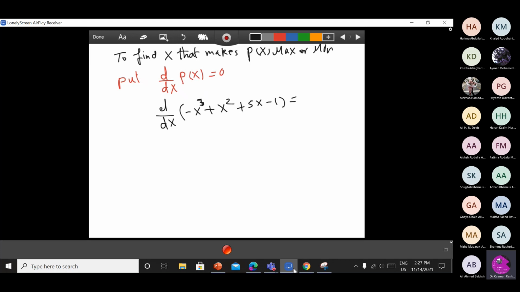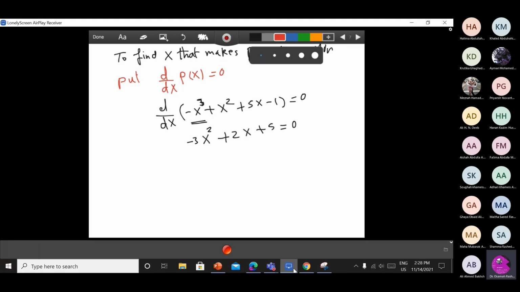How to differentiate this one? What does it mean, this one? It means I differentiate the first one, so I get the 3 down. So it will be minus 3, and the power will be 3 minus 1, which is 2. Also, I get the 2 down, and 2 minus 1 is x to the power 1. We don't write the 1. Plus 5, x to the power 1. 1 is going down. 5 times 1, x to the power 0 is 1. And any derivative for any constant is 0. Okay? So I brought this one, this 0.